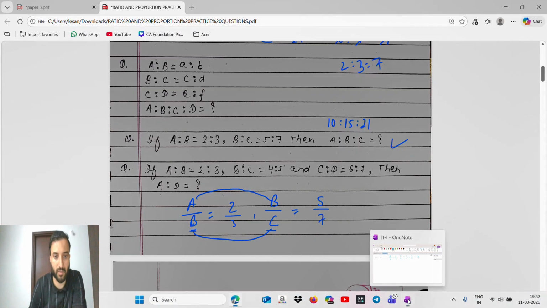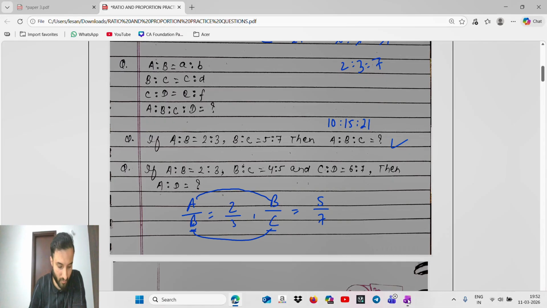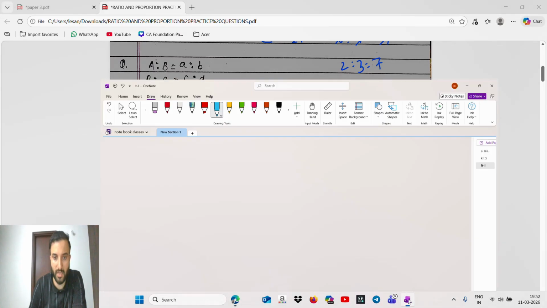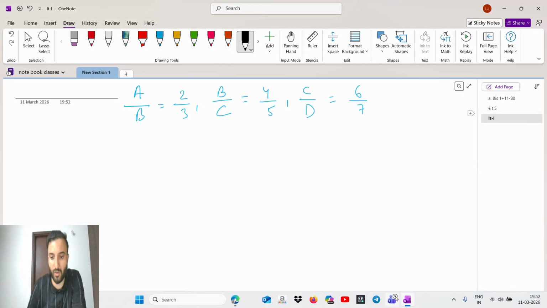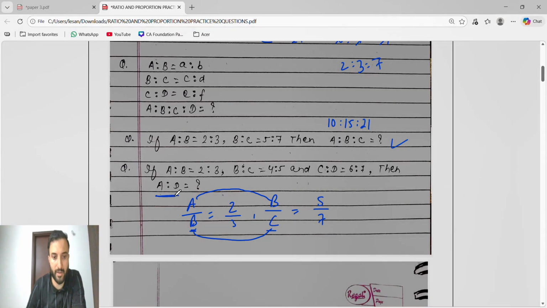Means your answer is correct or wrong. 2 is to 3, 4 is to 5, 6 to 7. Okay, guys, first of all, we have to find only A and D. If you have to find A and D, then we will not waste time finding B and C. Just we will find A, we will find D, khatam.